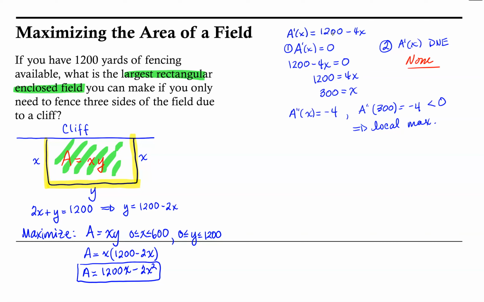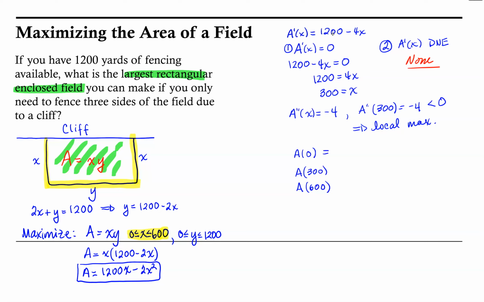Now there is one issue. We have this bound for our variables, and there could be a maximum at the endpoints. In theory, we're not expecting there to be one, but it is possible in theory. So we could also consider the area at 0, the area at 300, and then the area at 600.